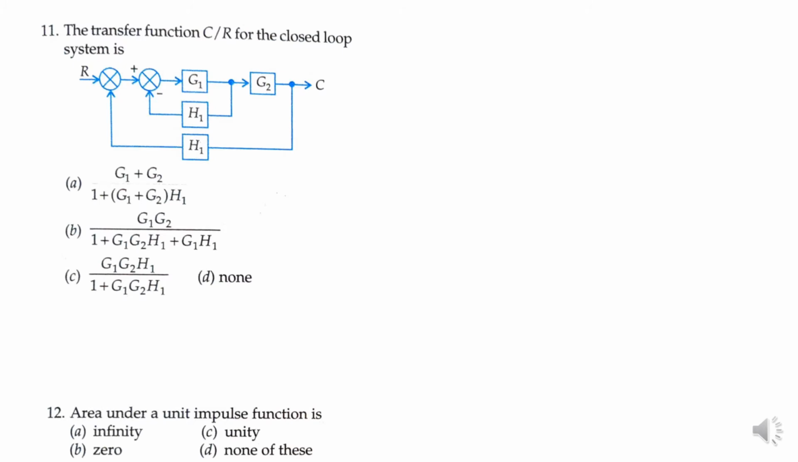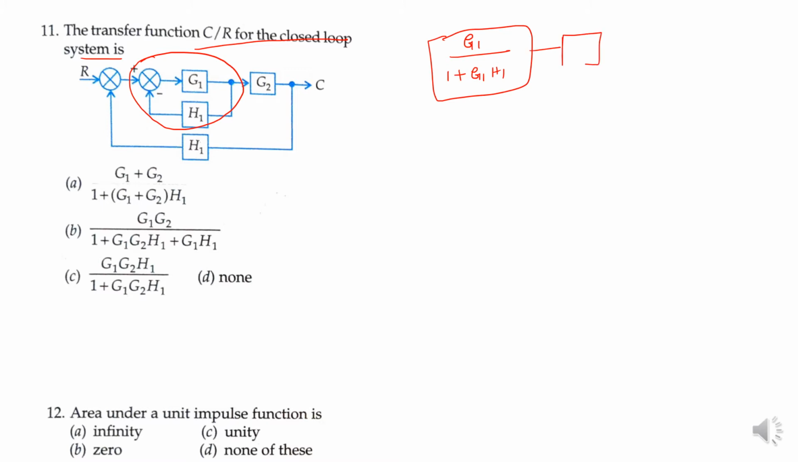Problem. The transfer function C by R for the closed loop system is... The forward path first. This is the negative feedback loop. First I have to reduce the negative feedback loop: G1 by 1 plus G1 H1. This block and G2 both are connected in series, both in the forward path. I have to reduce this: G1 G2 divided by 1 plus G1 H1.